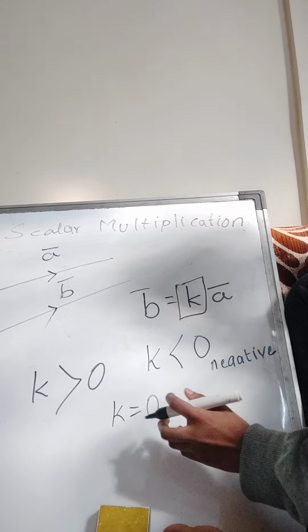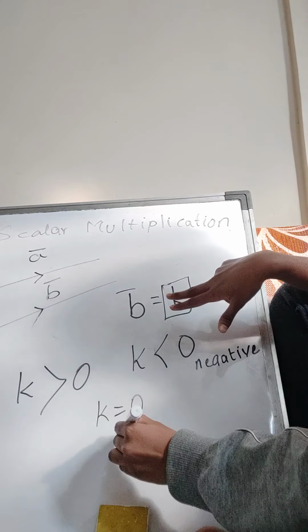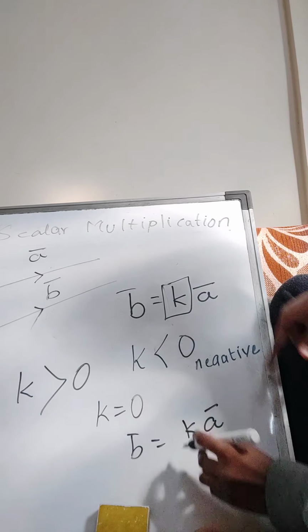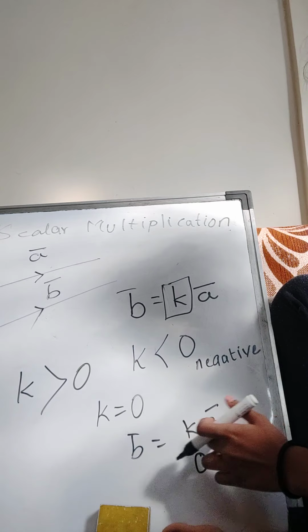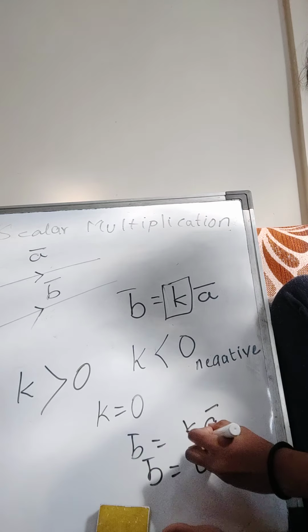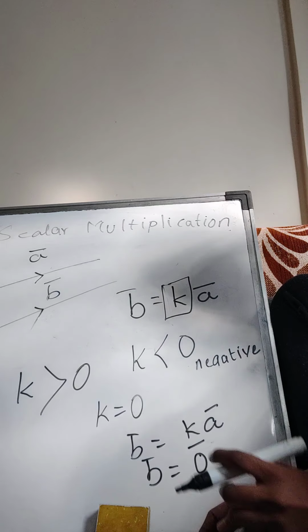When K is 0, then what will happen? As we know that B bar is equal to K A bar. Now here if you substitute 0, anything multiplied by 0 is 0. So B bar will become a 0 vector. Okay. Now what is K?